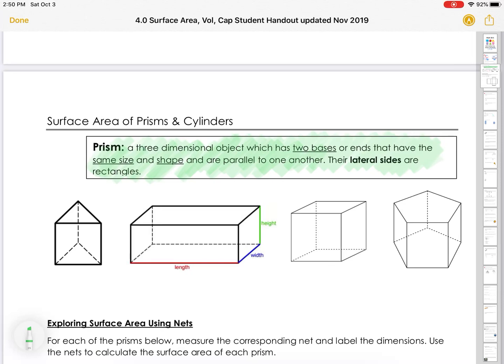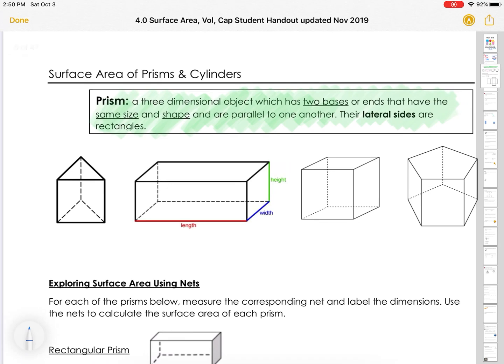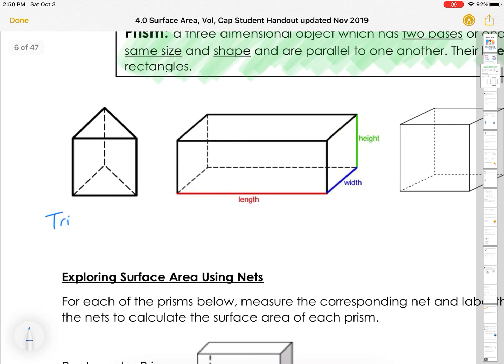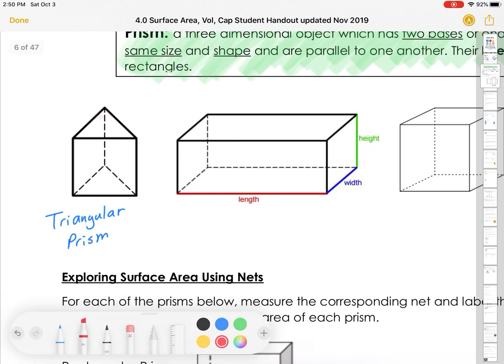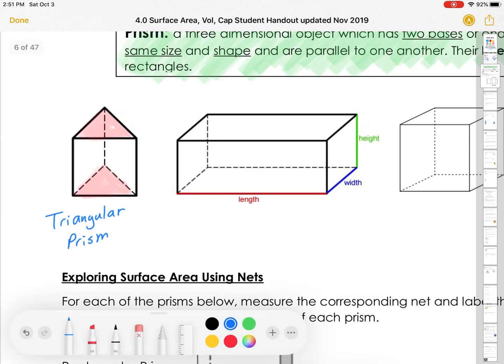So here we have a number of different prisms. We can name them. This one would be a triangular prism. We can see that its base and its top are both triangles, right? And that the other three sides are rectangles.